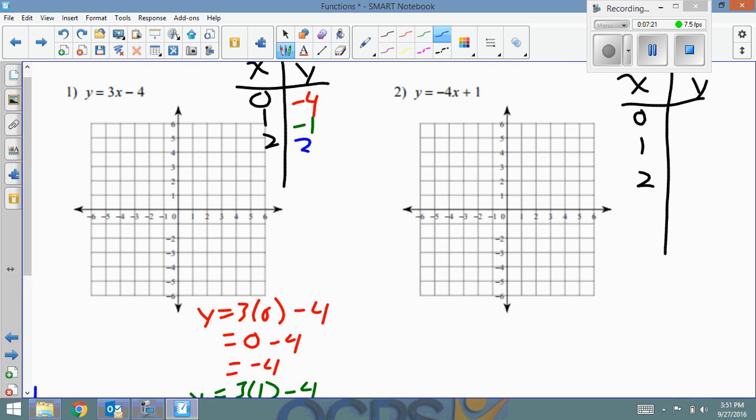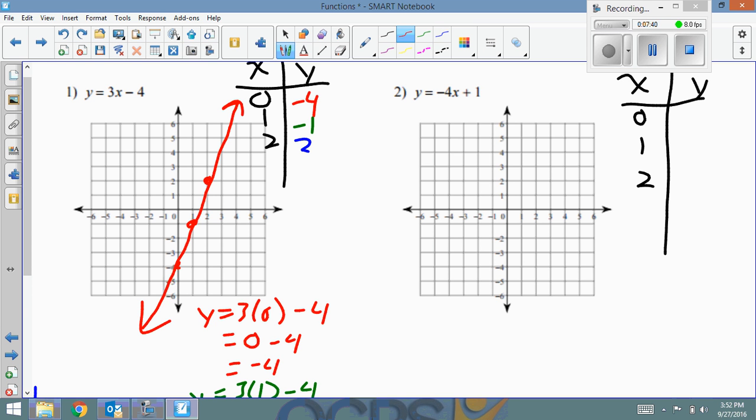Okay, then we're going to graph each one of these points. 0, -4 is here. 1, -1 is here. And 2, 2 is there. And then because it's an equation, you have to put a line through them and put arrows on each end. So the same thing on the other side.